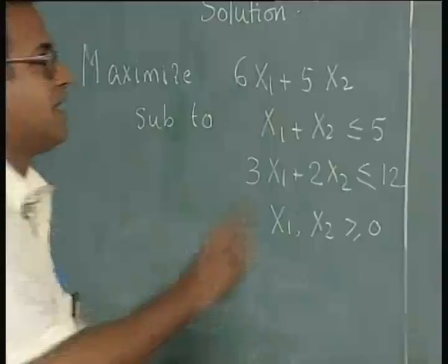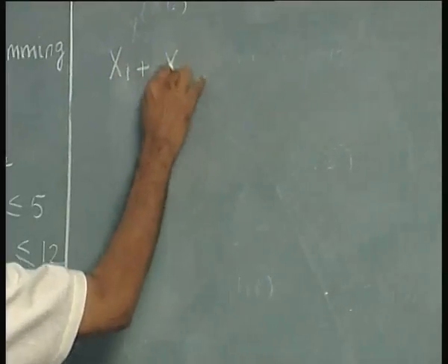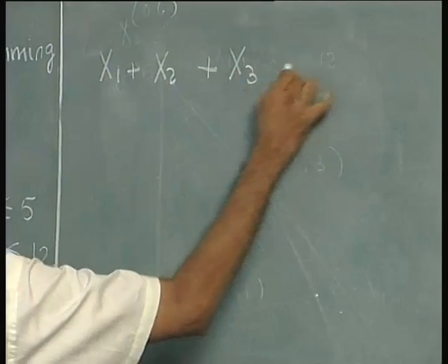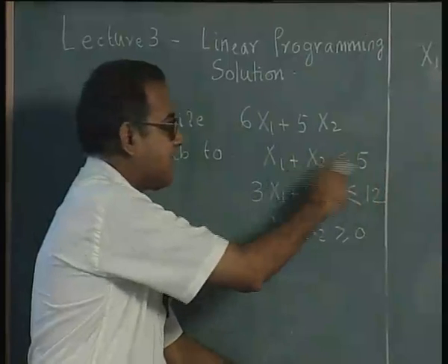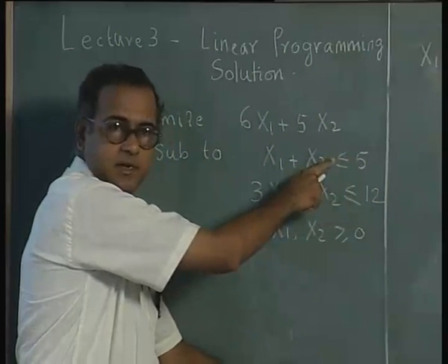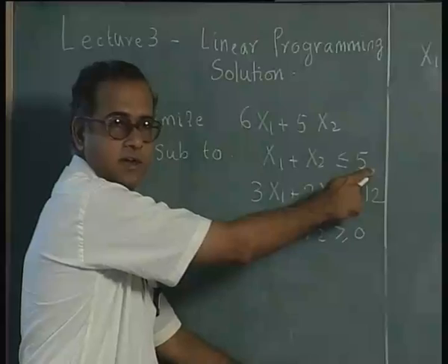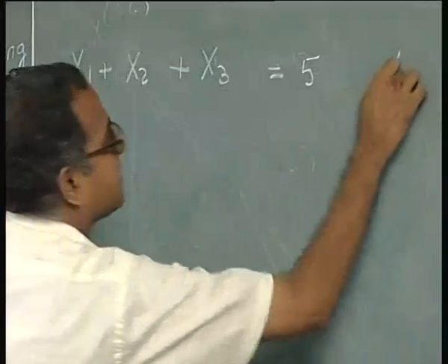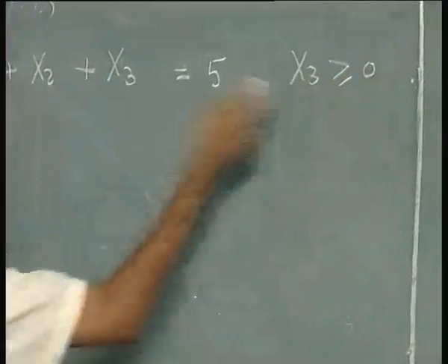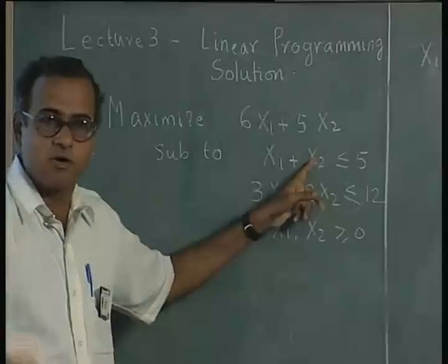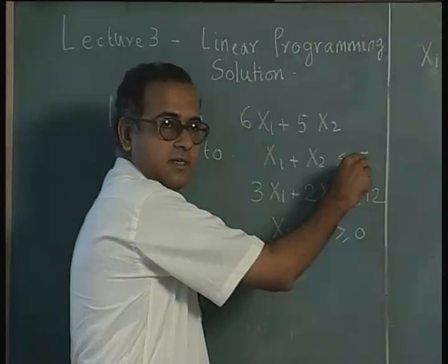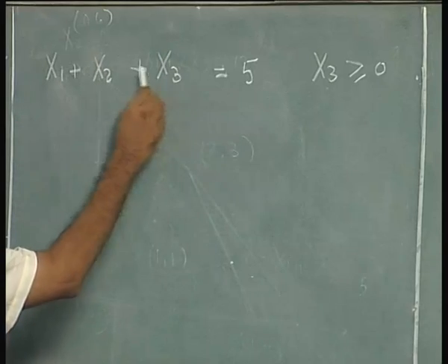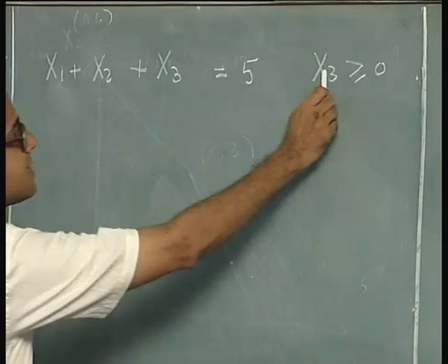So, this is first written as x1 plus x2 plus another x3 equal to 5. Now, this x1 plus x2 should be less than or equal to 5. So, to make it equal to 5, we can add an x3, and because x1 plus x2 is less than or equal to 5, this x3 is also greater than or equal to 0. Because if x3 is negative, then it would mean x1 plus x2 is more than 5, which we do not want. So, the inequality x1 plus x2 less than or equal to 5 is now rewritten as an equation x1 plus x2 plus x3 equal to 5, and the condition that x3 greater than or equal to 0.